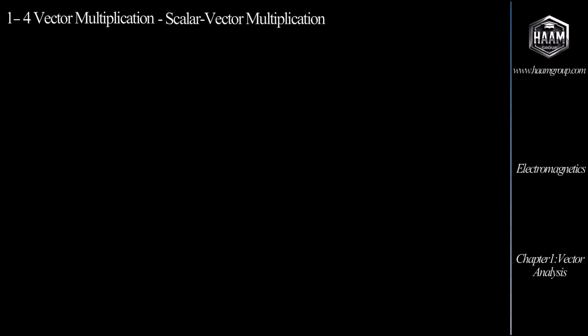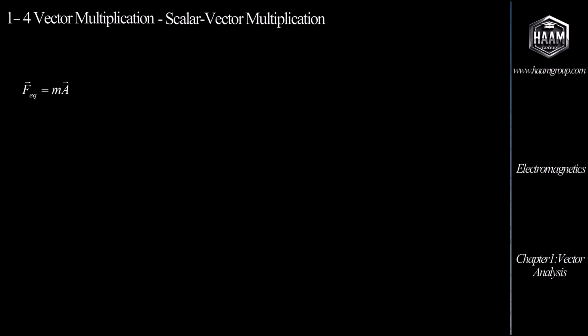Scalar vector multiplication. In calculating various quantities in physics, we sometimes encounter the multiplication of a scalar quantity by a vector. For example, Newton's second law, which states that the net force acting on a mass equals the mass multiplied by the acceleration of the mass motion. In this relation, the mass, a scalar, is multiplied by the acceleration, which is a vector.